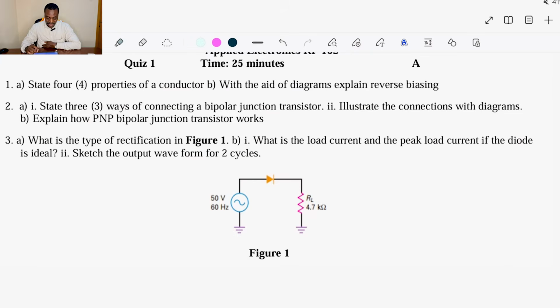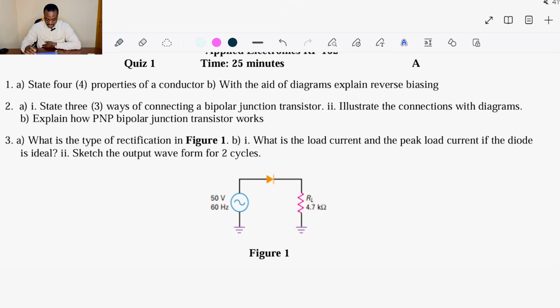But we know that there tends to be a small amount of current, which we regard as reverse current, which occurs as a result of minority charges. So the minority charges that we have in either the N region or P region contribute to the flow of current. Now, moving on to question 2.